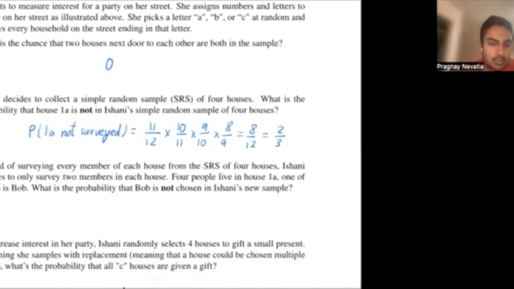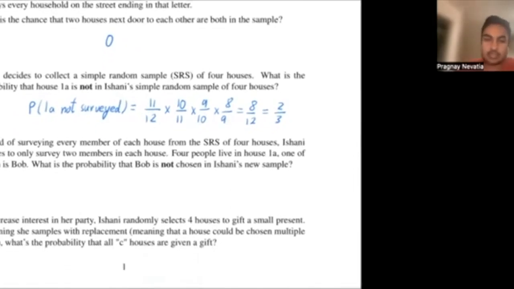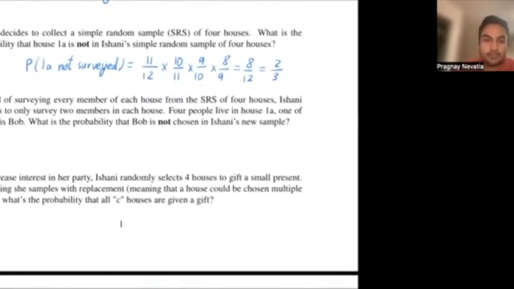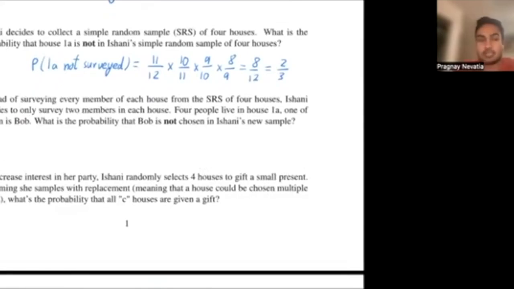Okay, so let's talk about part C. Part C is, I guess, a little more complicated. So here, your sampling technique is a little different. Now instead of surveying every member, you are surveying 2 members in each house. You're also given that in 1A, 4 people live, and one of the people living there is called Bob. So you want to find the probability that Bob is not chosen in Ishani's new sample.